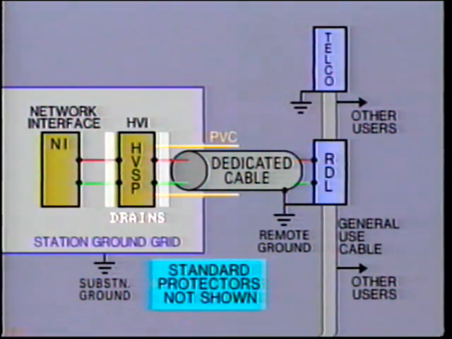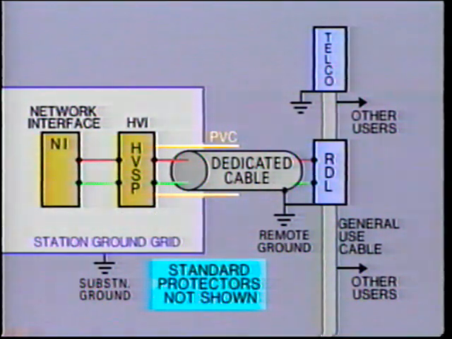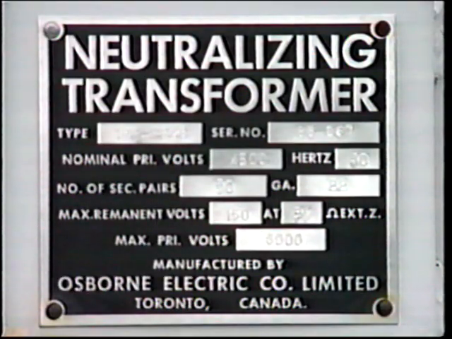Often, mutual drainage reactors are installed in addition to HVSP equipment. We'll look at this in more detail when we discuss installation in the next tape. So let's now take a look at some of these HV special protection devices. One of the earlier but still important HVSP devices is the neutralizing transformer.